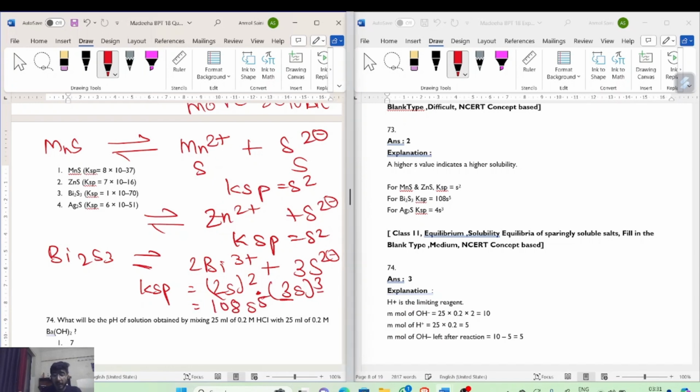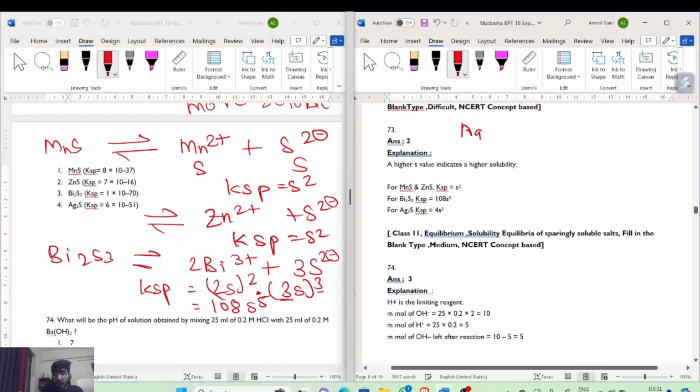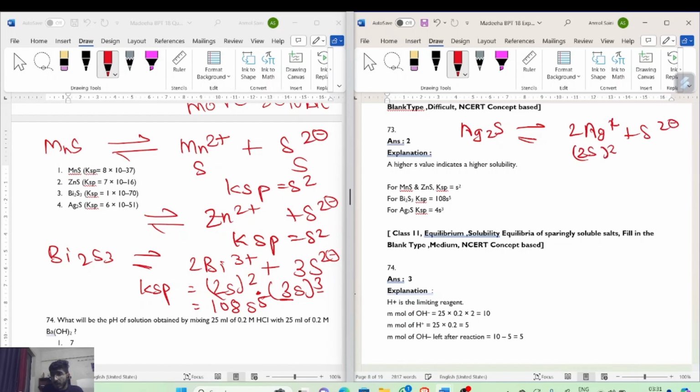Now for the last option, Ag2S, it will break in the form of 2Ag+ plus S2-. So here 2s square and s, so the Ksp value will be equal to 4s cube.